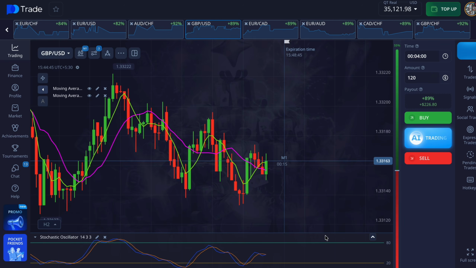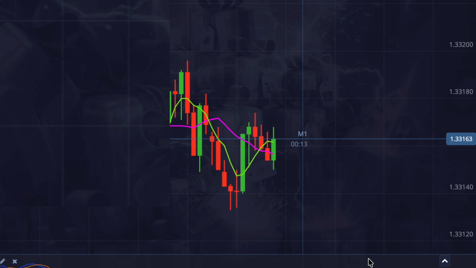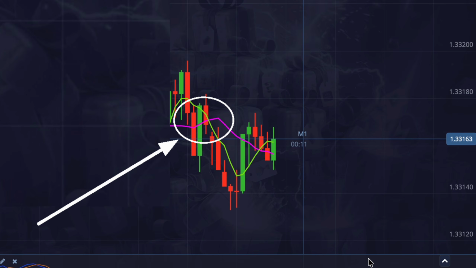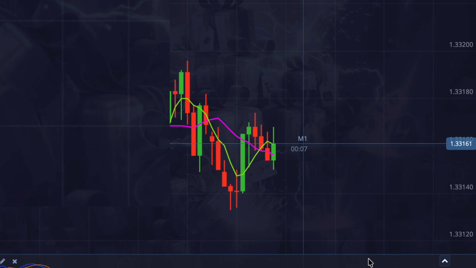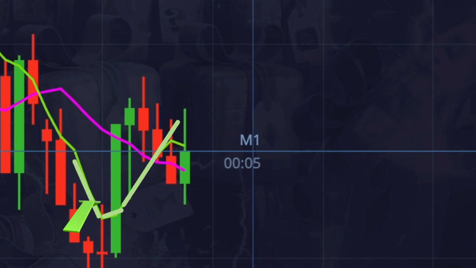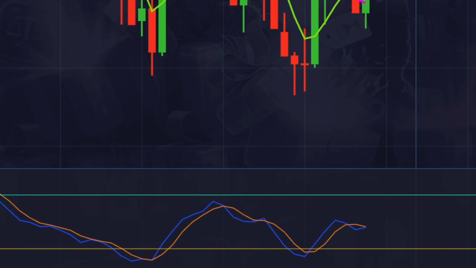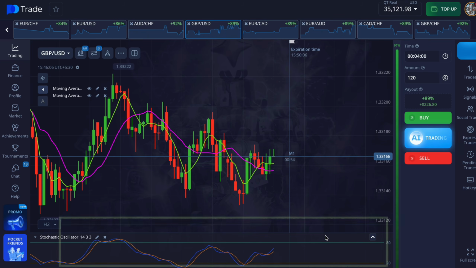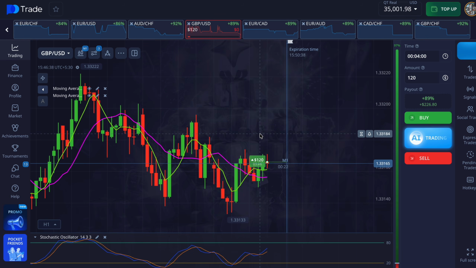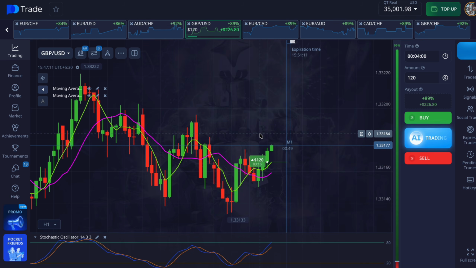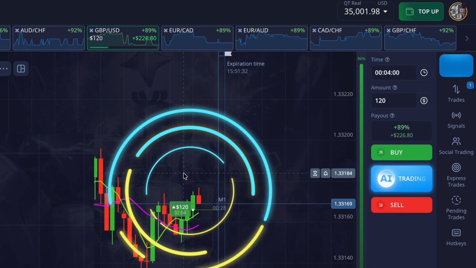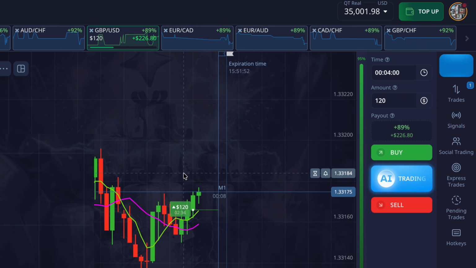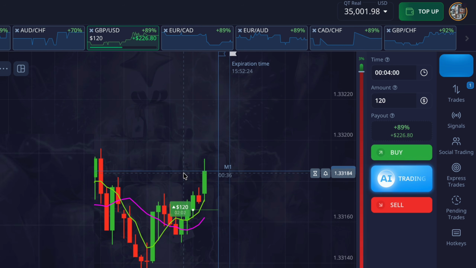Now let's look at the first analysis. Last time, the moving averages crossed to the downside, which was followed by a downward movement. This time, they've crossed to the upside, and the stochastic oscillator is also indicating upward momentum. If you're not familiar with how the stochastic oscillator works, we'll explain it in the next example. For now, let's keep it simple and focus on the fact that this is an upward crossover.